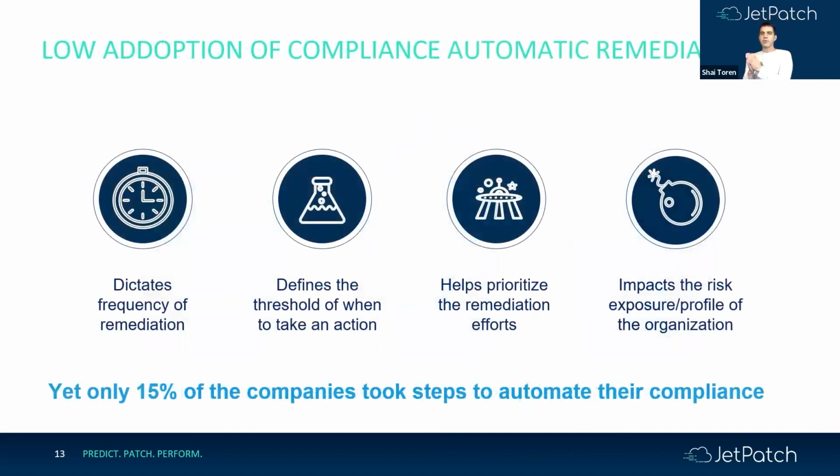What do these regulations and compliance tell us? They dictate the frequency of the remediation. They define the threshold of when to take action. They help you prioritize the remediation effort, and they impact the risk exposure of an organization. Yet, again, look at the data, analyze it. Only 15% of the companies took steps to automate their compliance. A huge gap here between what is required, what dictates what we do, and the low adoption that we see from companies.